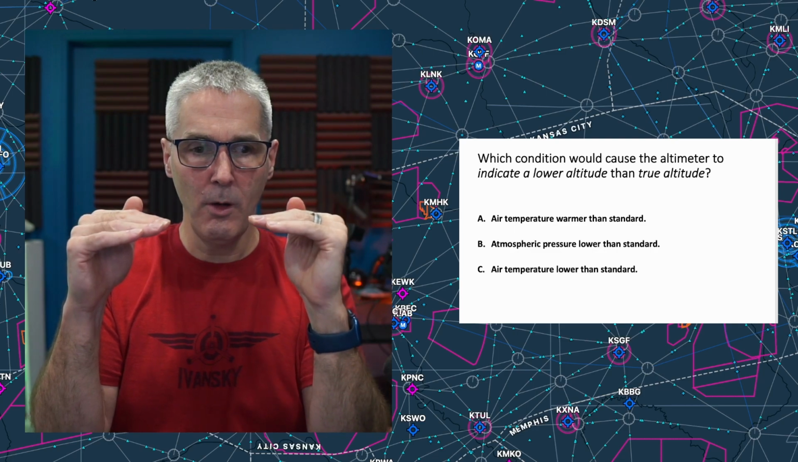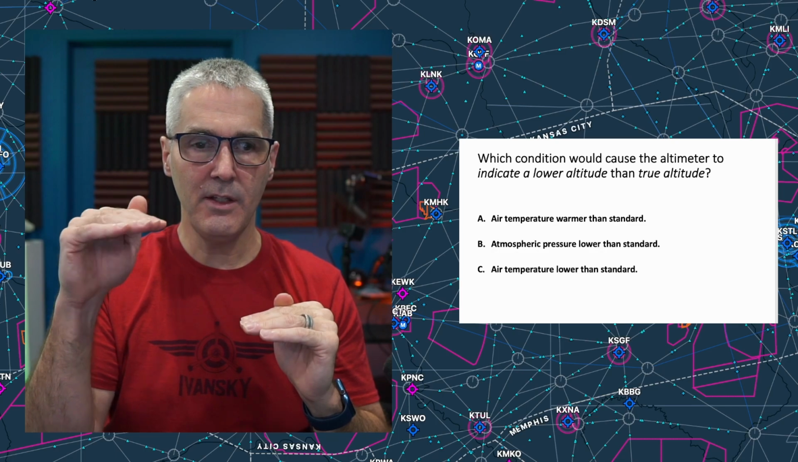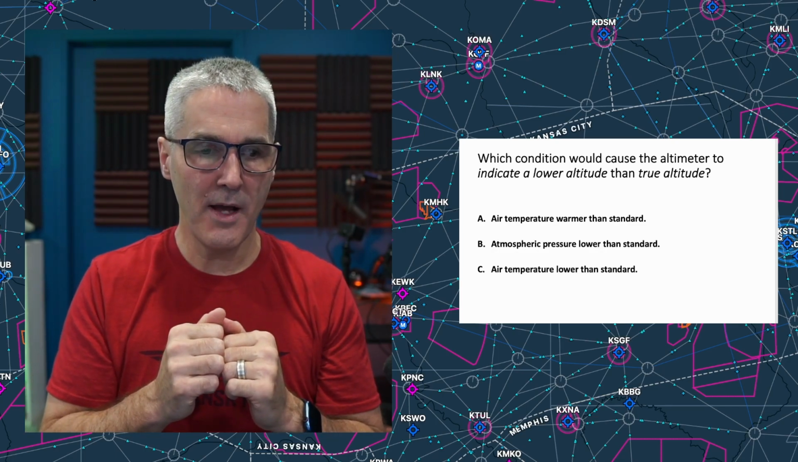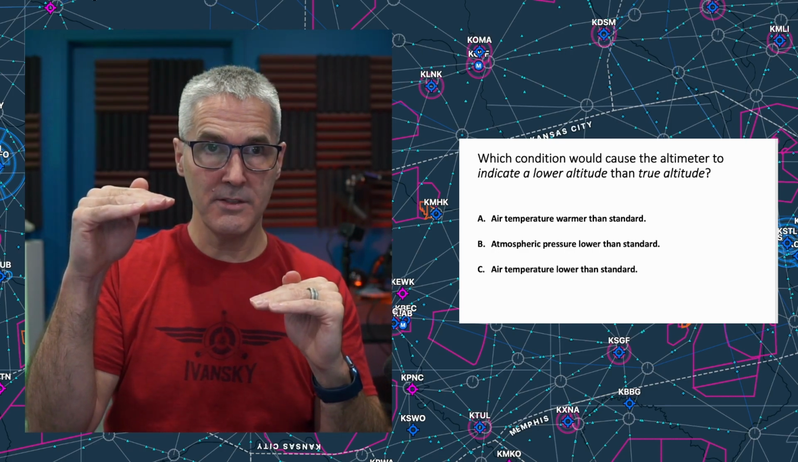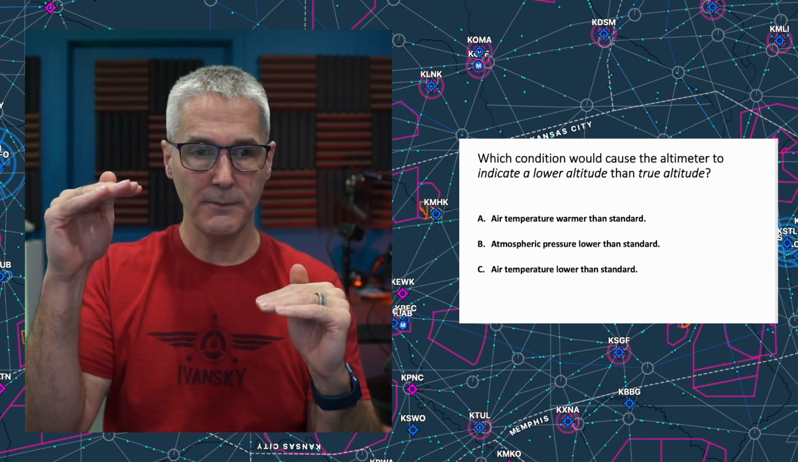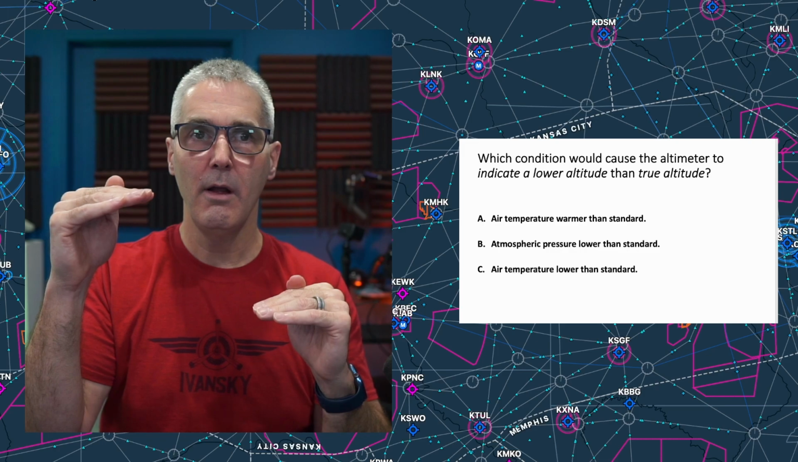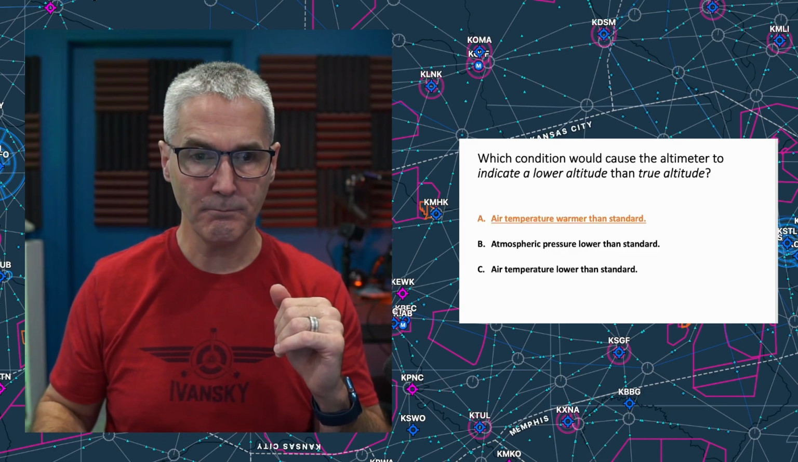Atmospheric pressure lower than standard. That brings the pressure down, but in this case indicated altitude is higher than true, so that doesn't fit. Response C, air temperature lower than standard. Remember, lower temperature brings the true altitude hand down with the watch, and that would lead to indicated being higher than true altitude. Again, that is not what the question is asking.